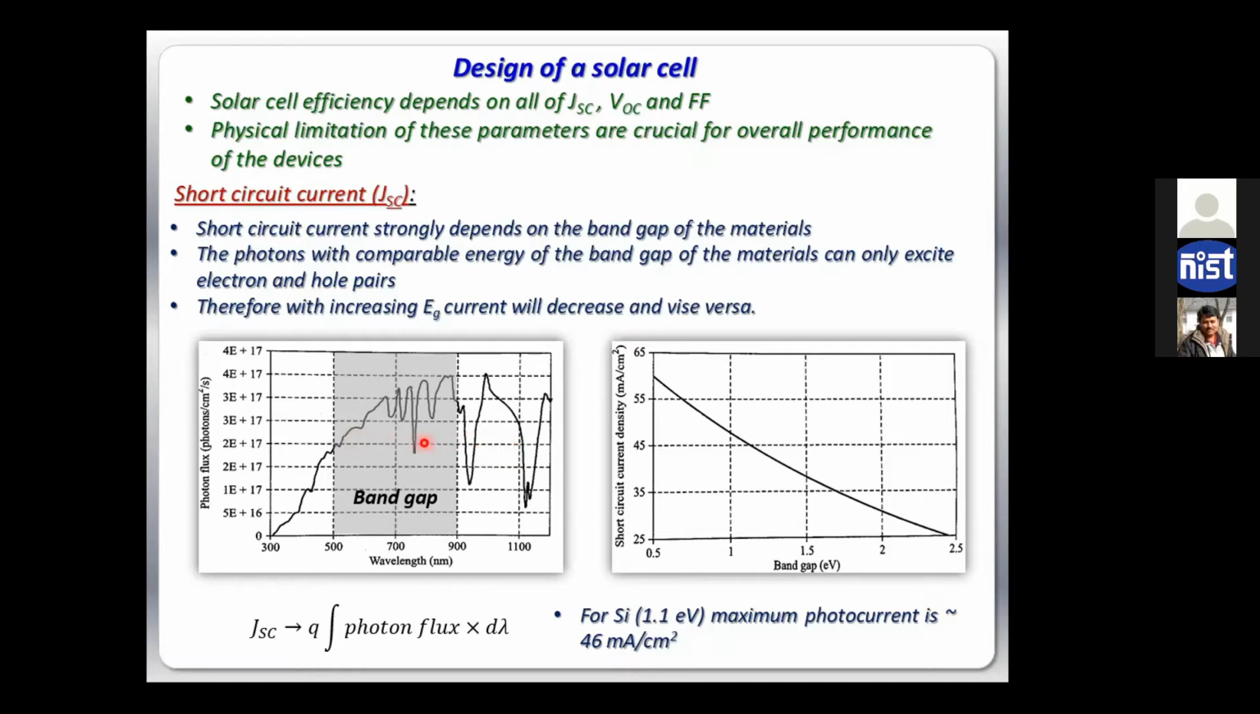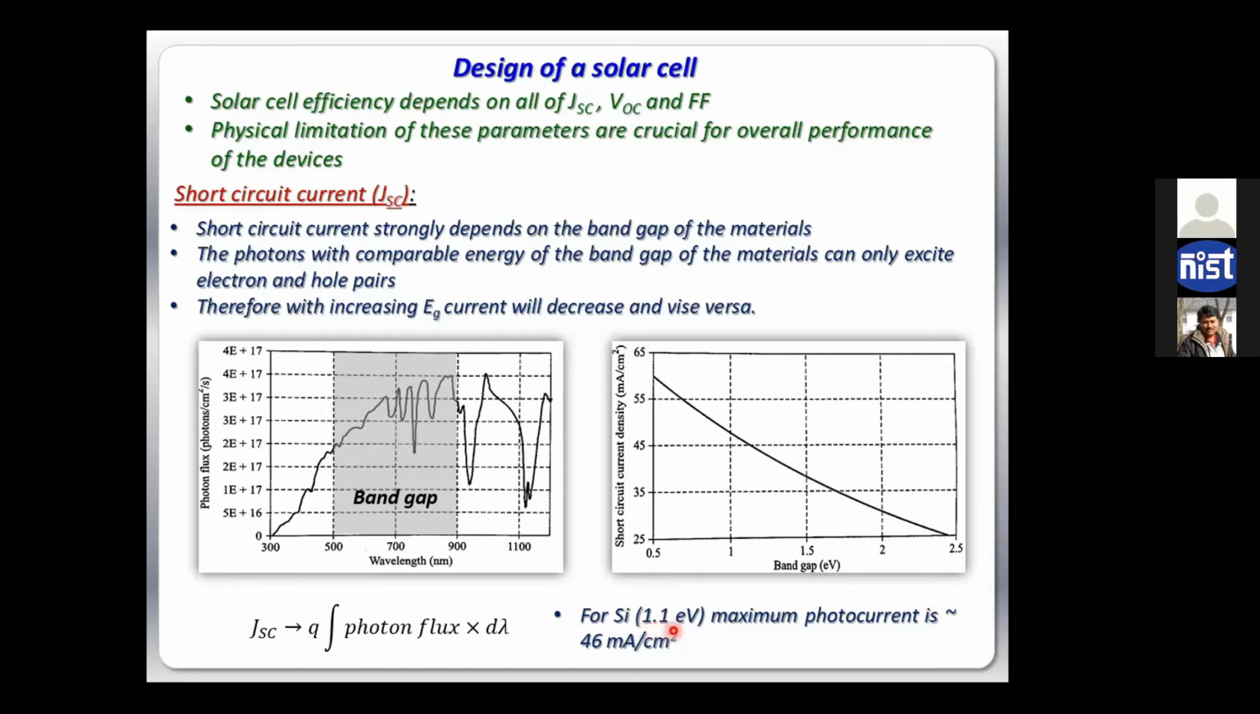Then only you can use more and more photons, even if they have slightly lower energy, but still they will be capable of pushing one electron from the valence band to the conduction band, right? So basically, if I plot the band gap versus photocurrent, I will see the higher the band gap, my JSC goes down. The lower the band gap, my JSC goes up. So please remember the point here: higher JSC needs lower band gap. Higher band gap creates lower JSC, right?